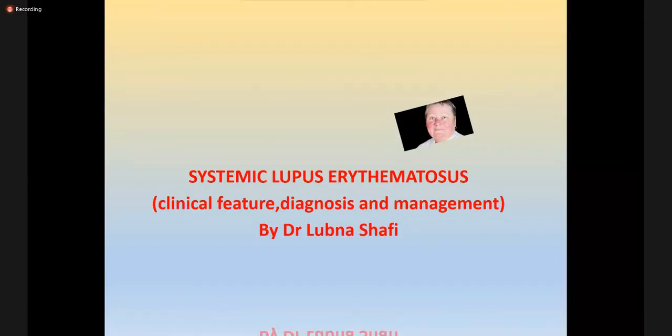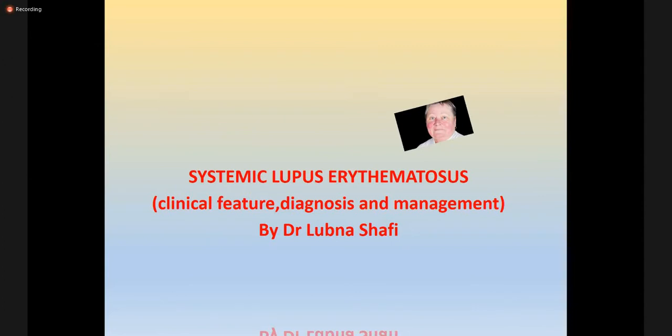And today I'm working at the SRN Medical Unit 4, and today we are here to discuss a disease which is very common, known as systemic lupus erythematosus, its clinical features, diagnosis and management.